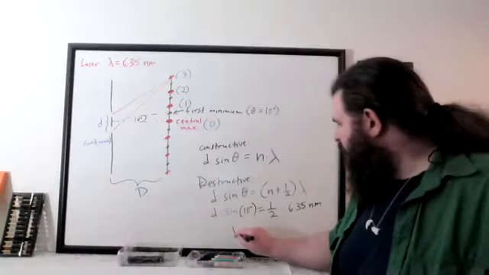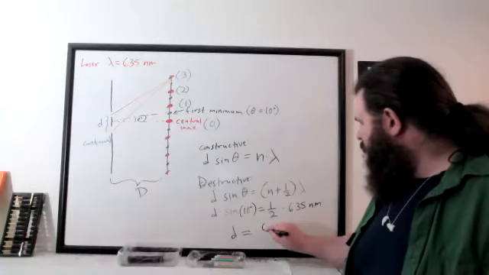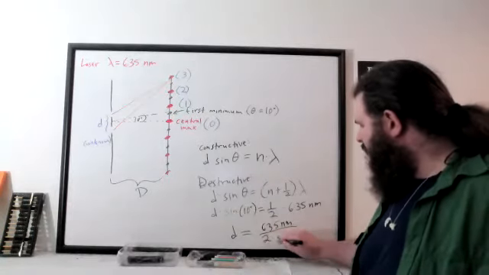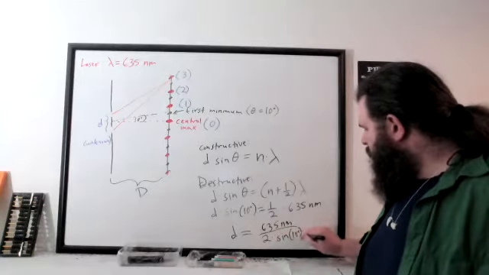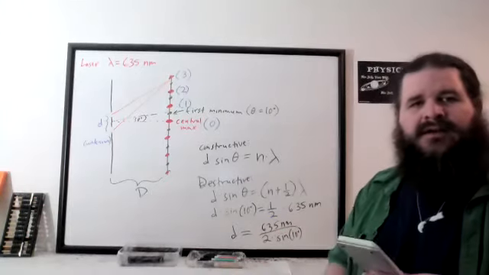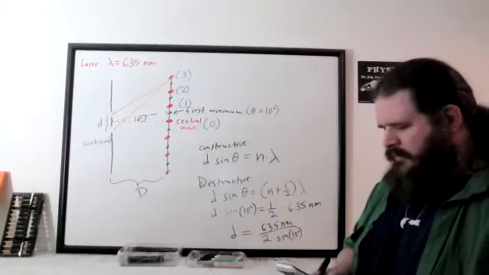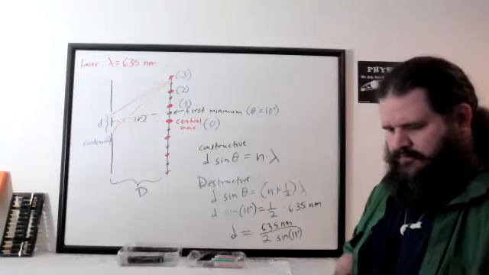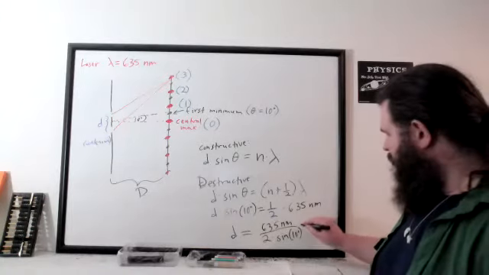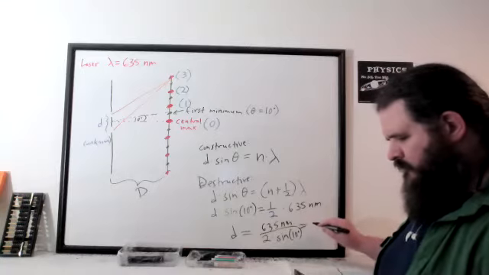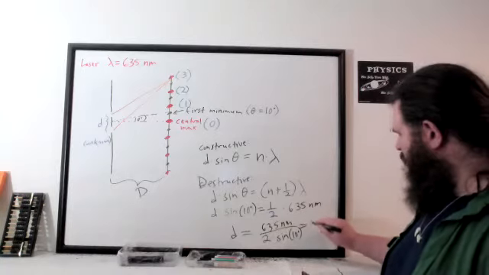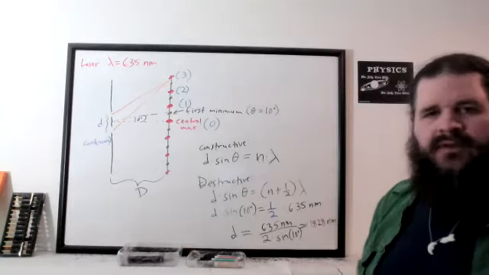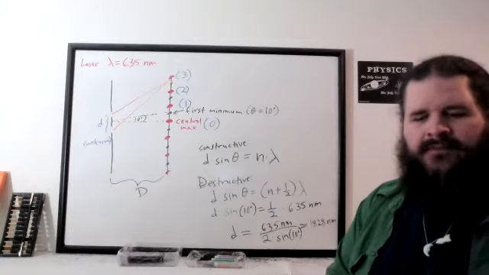Yeah, divide both sides by sine of 10. So we get 635 nanometers divided by 2, and also divided by sine of 10. Punch that into a calculator, and that should tell us the distance between slits. So I'm getting about 1,828 nanometers. So that would be the distance between the slits here.